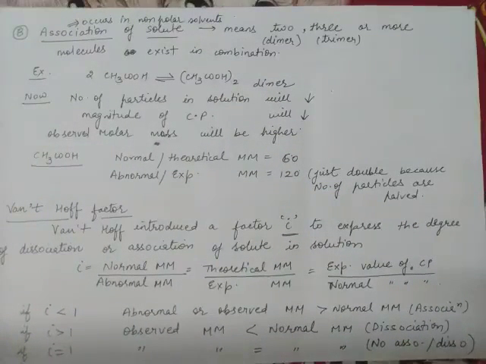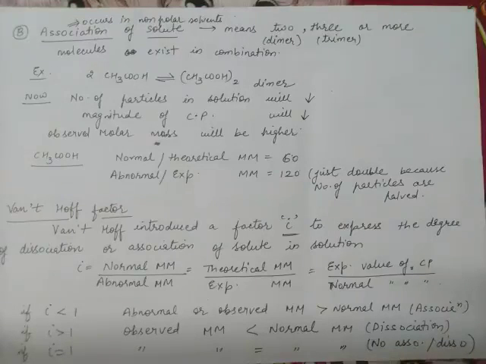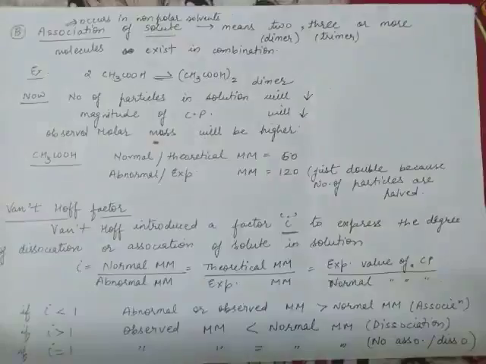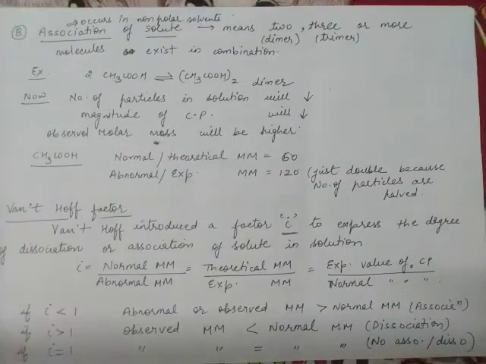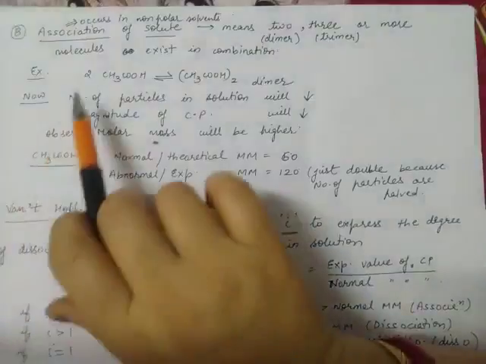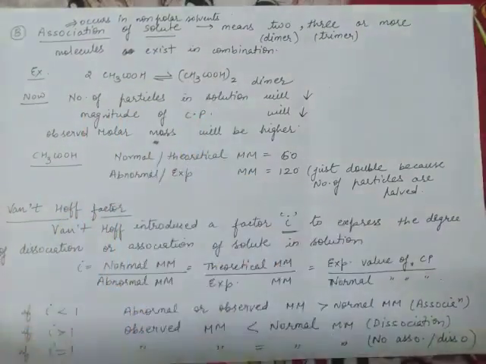Now when two molecules join together, it is known as a dimer. When three, it is known as a trimer, and so on. Now one example I am taking here to explain this. For example, acetic acid. When acetic acid is dissolved in benzene, a non-polar solvent, it dimerizes. So two molecules of acetic acid combine to form a dimer.